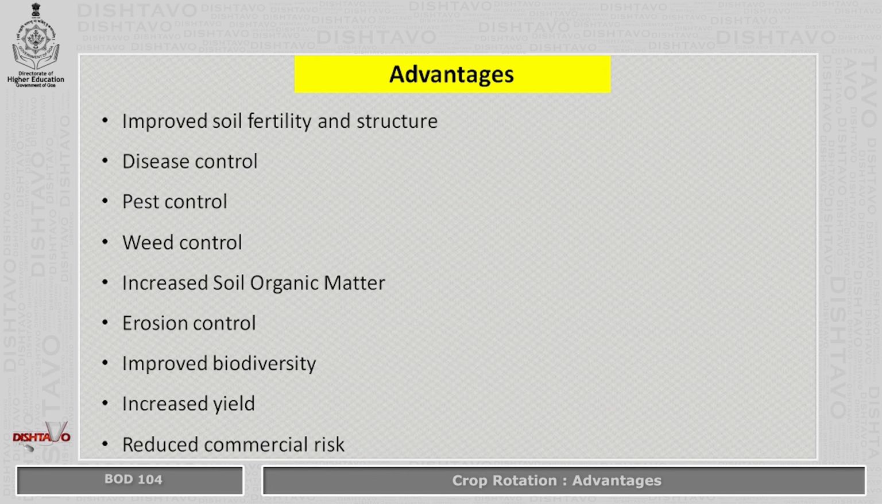Now let us look at the advantages that one will get. Firstly, there will be improved soil fertility and structure. Then next, diseases, pests and weeds can be controlled. Further, there will be increased soil organic matter. You can also check erosion. Then there will be improved biodiversity since you will be cultivating different types of crops. You will also get increased yield and there will be reduced commercial risk because there will again be different kinds of crops available in the field.